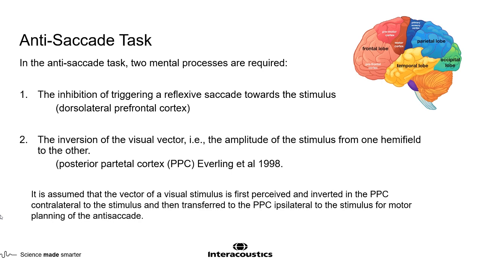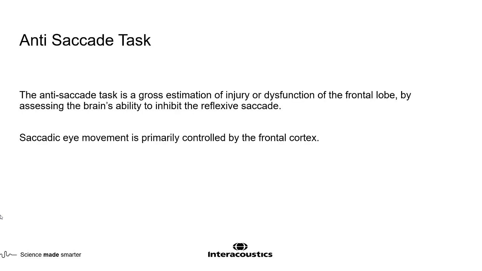It is assumed that the vector of a visual stimulus is first perceived and inverted in the posterior parietal, contralateral to the stimulus, and then transferred to the posterior parietal, ipsilateral to the stimulus, and then forward to the frontal eye field for planning of the anti-saccade. So the anti-saccade task is a gross estimation of injury or dysfunction of the frontal lobe by assessing the brain's ability to inhibit the reflexive saccade. Because again, all saccadic eye movements are controlled by the frontal cortex.